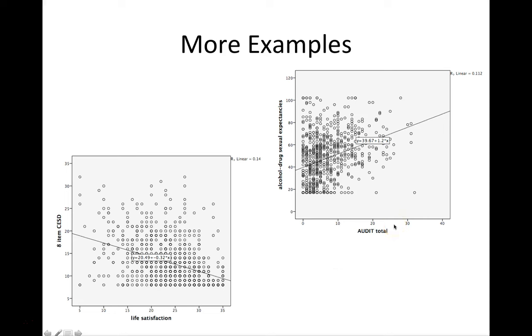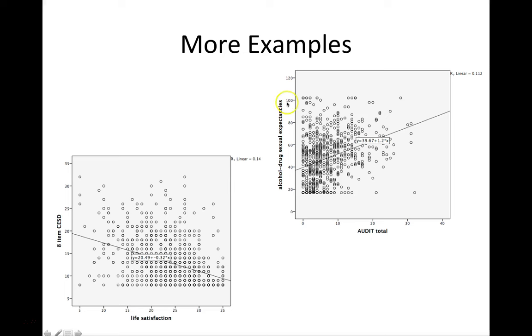This one, again, maybe not all that surprising of an association. These are the audit scores. So for those of you who've already looked at your assignment for the ANCOVA, the AUDIT is the Alcohol Use Disorders Identification Test. So it's alcohol abuse symptoms, basically. So the higher your scores are, the more abuse symptoms that you're dealing with.